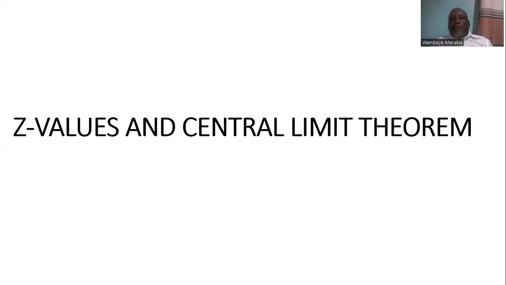Previously, we were able to calculate the mean of a given data set, and also the variance and the standard deviation of such a data set. So I want us to go a step further and apply the mean and the standard deviation we calculated so that we are able to calculate the Z values. And from the Z values, we'll see how we apply them in statistics.